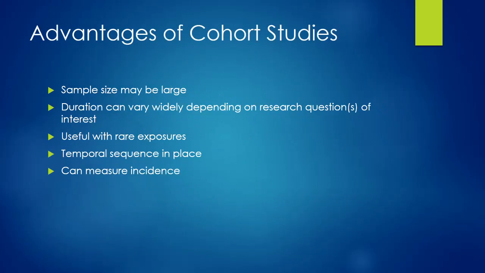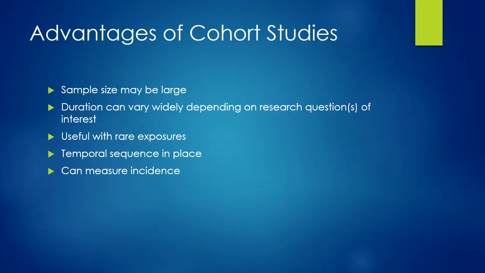The duration can really vary depending on what you want to know, what you want to investigate. As we said before, they're useful for rare exposures. And there's what we call temporal sequence in place. So this just means that the exposure comes before the outcome. Ideally, that would always be the case in an analytic epidemiologic study. We want to make sure that the exposure is causing the outcome and not the other way around.